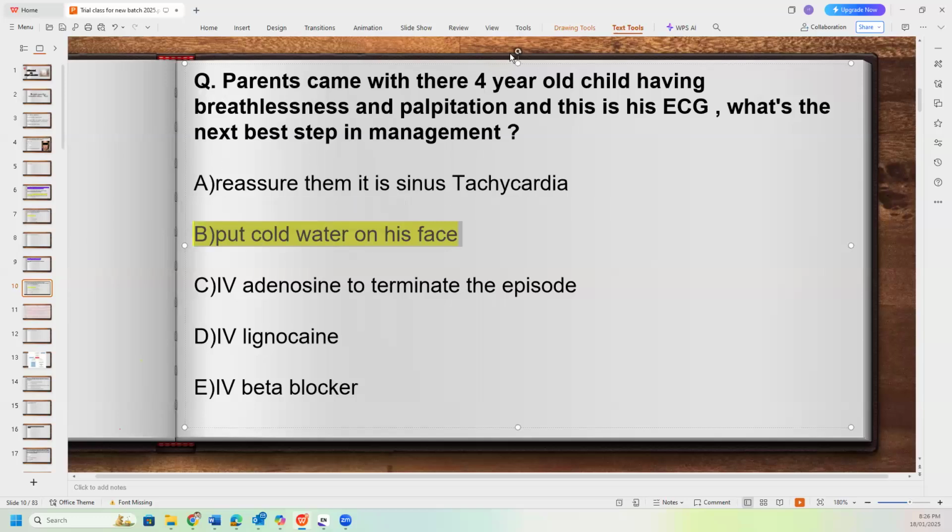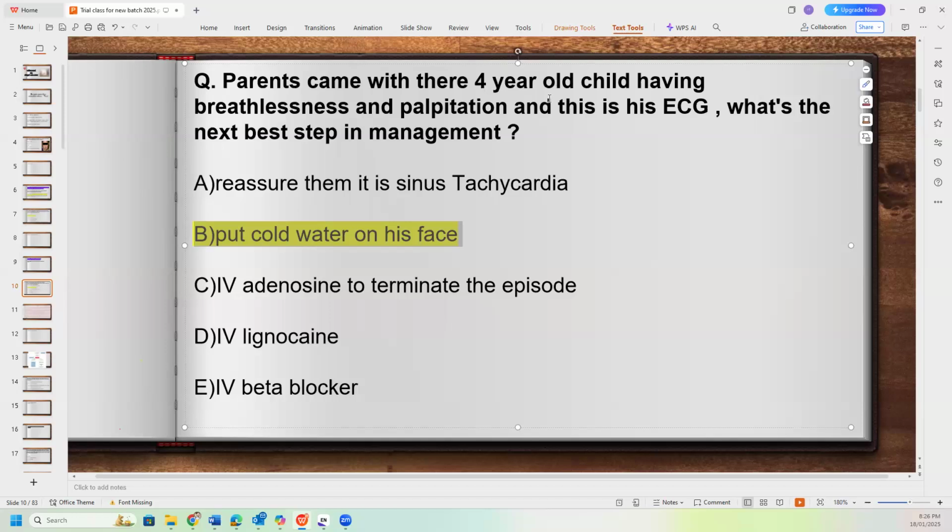If they said, for example, parents came with their 4-year-old child having breathlessness and palpitation with an ECG of SVT, you tried Valsalva maneuver but with no effect. What is the next best step? Then what would be your answer? Very good. Then you would choose adenosine, because 80% of the time, supraventricular tachycardias get reverted with just Valsalva maneuvers. If they don't get reverted, then you can go towards adenosine.